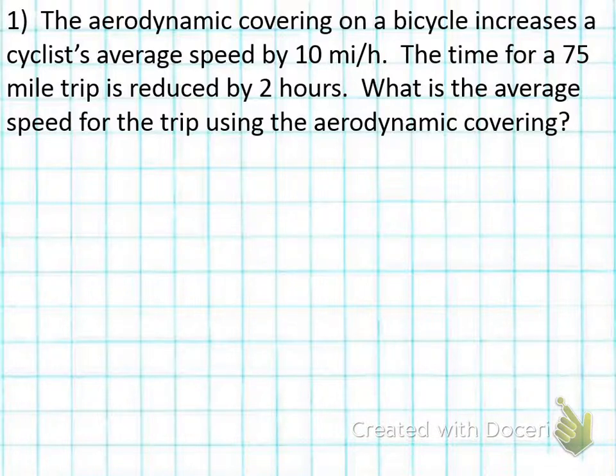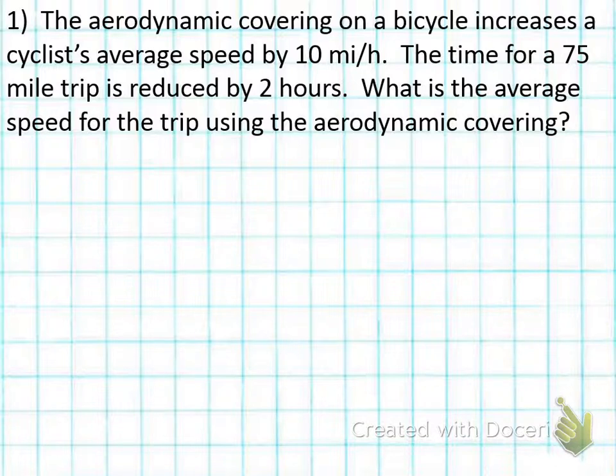Meaning, how fast is the bike going if it's got the covering on it? Okay, so this is a harder problem, right? It gives us a lot of information. So the first thing we need to do, after we read the problem, is identify that the bicyclist could either ride without a covering or with a covering.